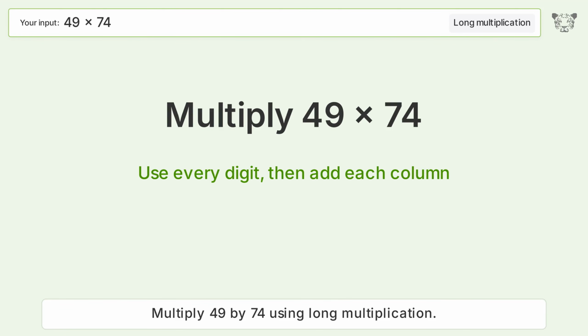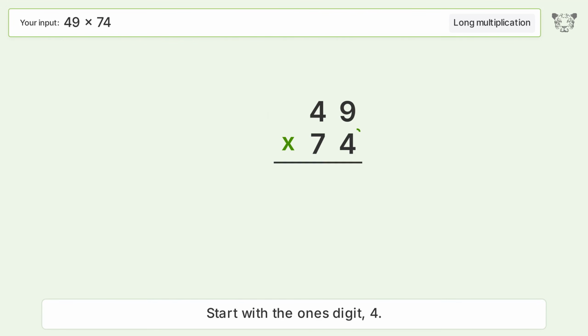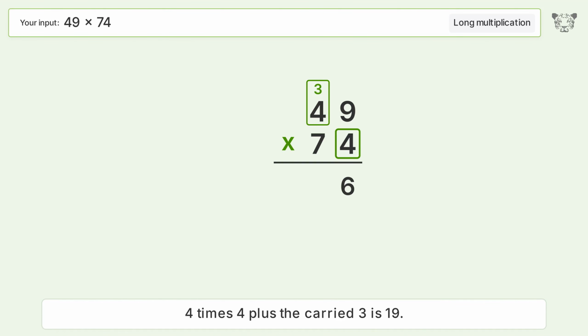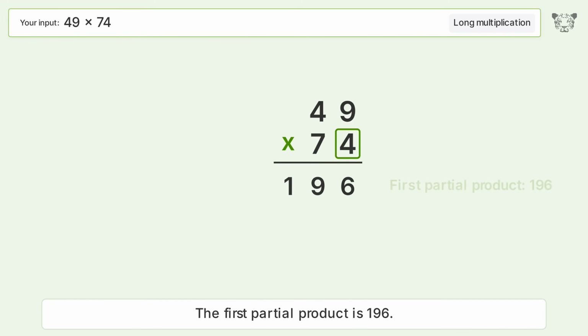Multiply 49 by 74 using long multiplication. Start with the ones digit, 4. 4 times 9 is 36. Put 6 in this column and carry 3. 4 times 4 plus the carried 3 is 19. The first partial product is 196.